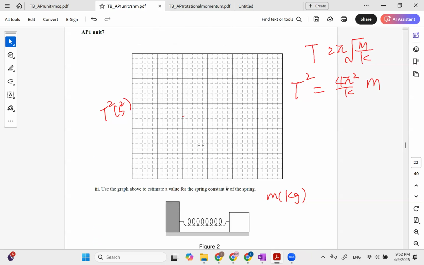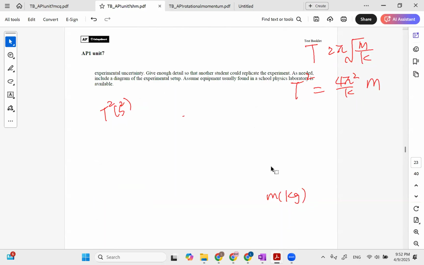This one, you can do it yourself later, right? Just remember, you do the scatter point. Don't connect the dot with the line. And then you draw the best fit line. You use 2 points on the line to find the slope. And you set slope as 4 pi square over K so that you can find the K, right?